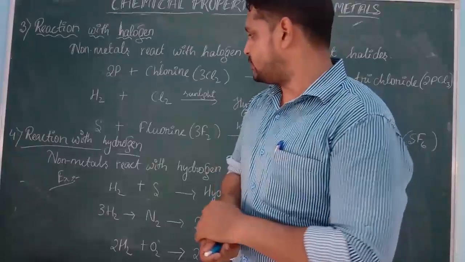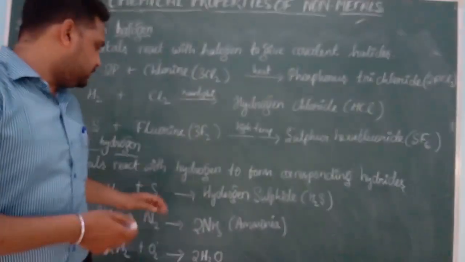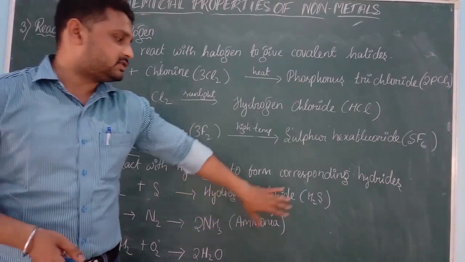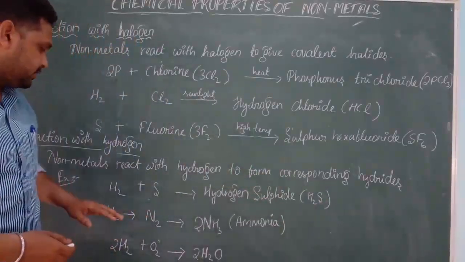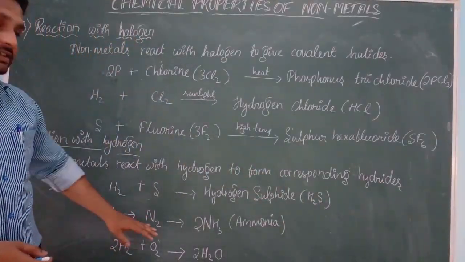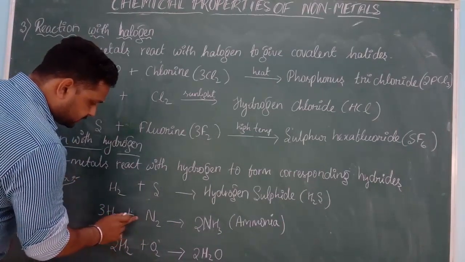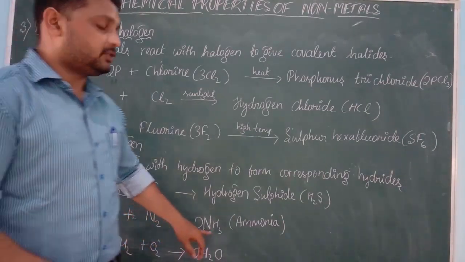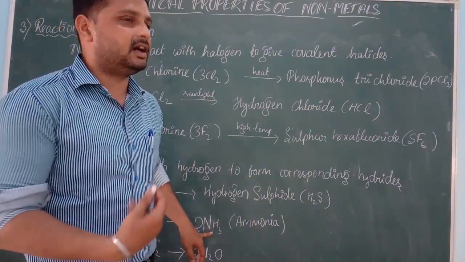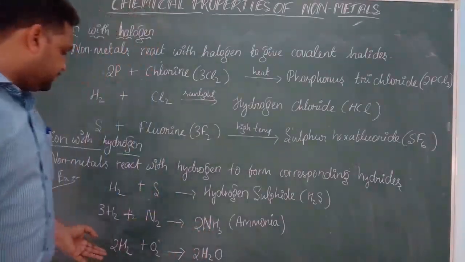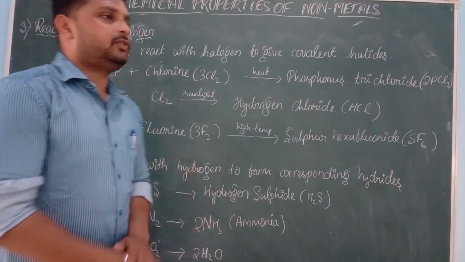For example, hydrogen reacts with sulfur to form hydrogen sulfide, H2S. Three molecules of hydrogen react with one molecule of nitrogen to form ammonia, which is used as a fertilizer. Hydrogen also reacts with oxygen to form water.